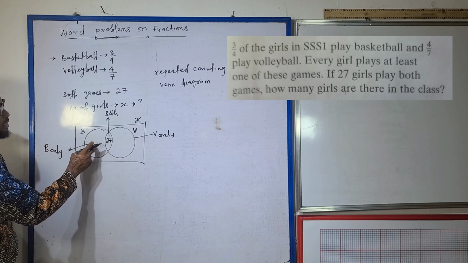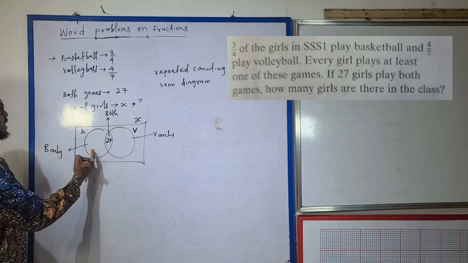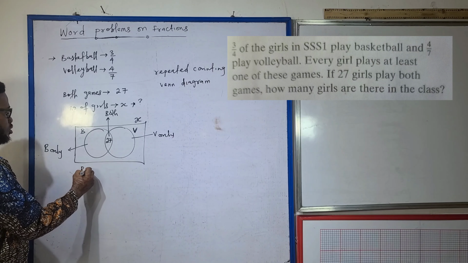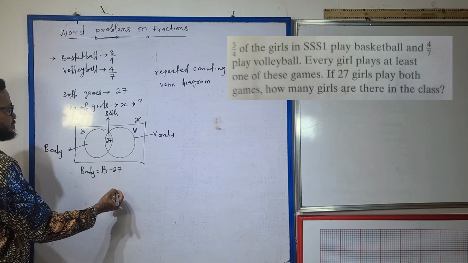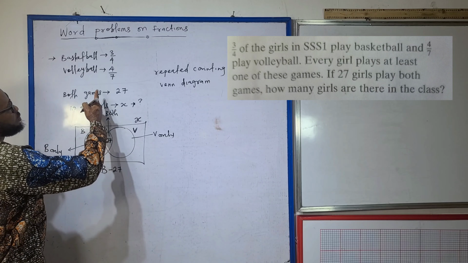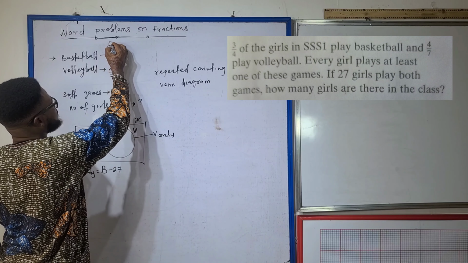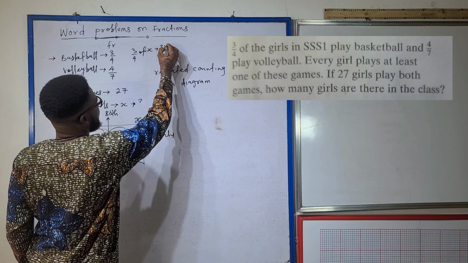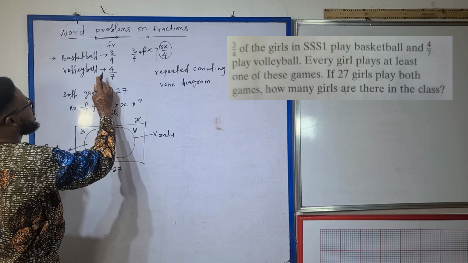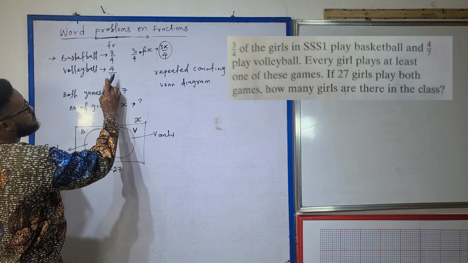So for me to get basketball only, that has to be those who played basketball take away those who played both, which is 27. Now for basketball, that is 3 over 4 of X. I'm not talking fractional value. This here is fractional value. You're looking at 3 over 4 of X, and that will give you 3X over 4. So this is real value. For this, 4 over 7 of X, that will give you 4X over 7. These are real values. So since I have real value here, basketball only is going to mean 3X over 4 minus 27.